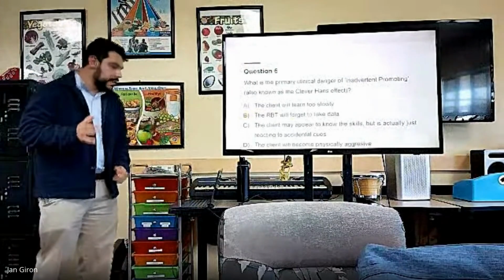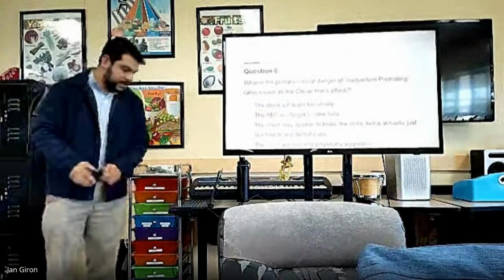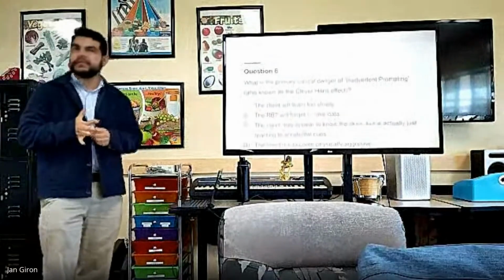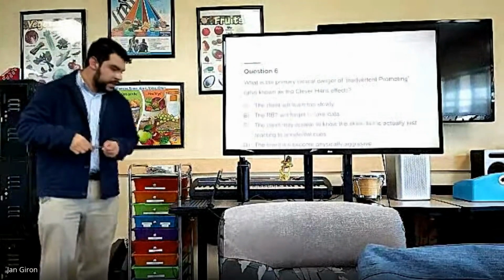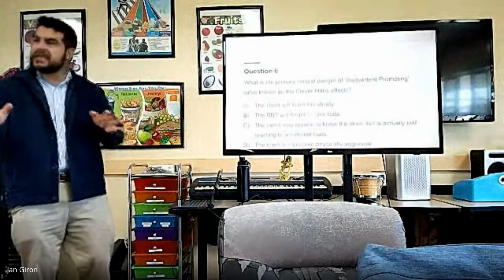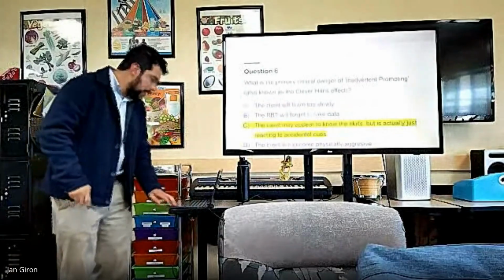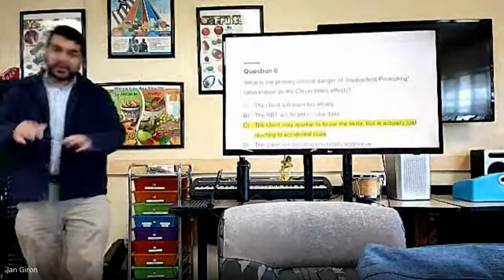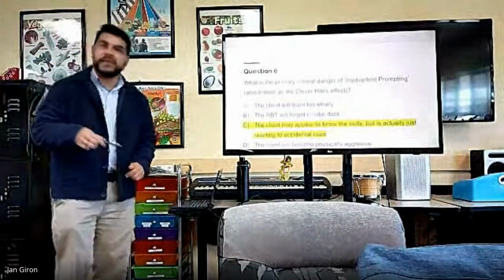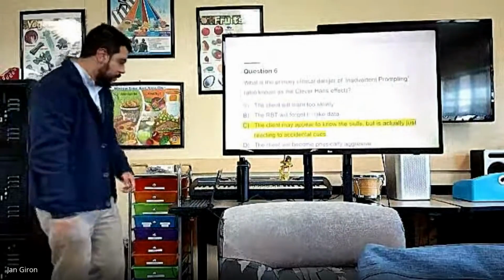What is the primary clinical danger of inadvertent prompting, also known as the Clever Hans effect? What is the concern here? I think I heard B, I'm hearing C. I think letter C. Everyone in agreement? Yes. They look like they know the skill. Clever Hans looked like he was counting and doing basic arithmetic, but it was actually just responding to accidental or inadvertent prompts and cues.